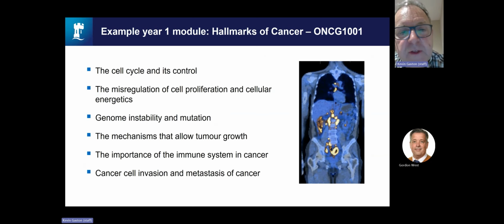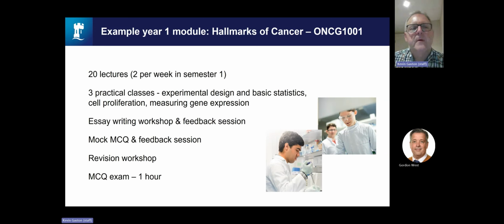And to tell you the kinds of things we do, we study, for example, in year 1, the hallmarks of cancer, how it occurs, how the cell cycle is disrupted, how cells go wrong. That's through things like genome instability. We talk about the mechanisms that allow tumors to grow, and we talk about cancer cell invasion. Of course, we have to do this at a level that is suitable for a first-year student, so we do it in a low level of detail. And as we go through the course, we can go into more and more detail.